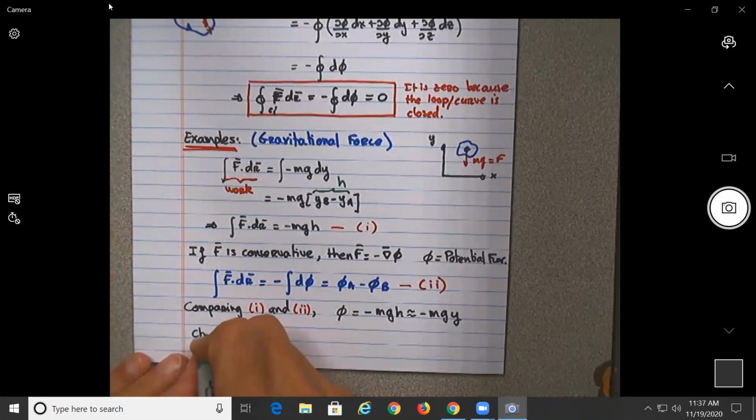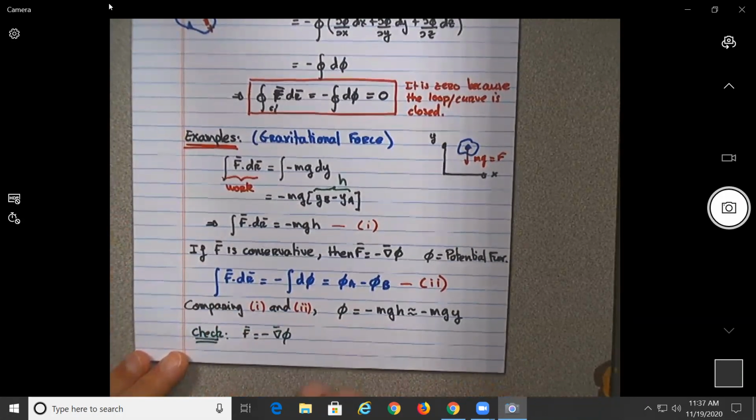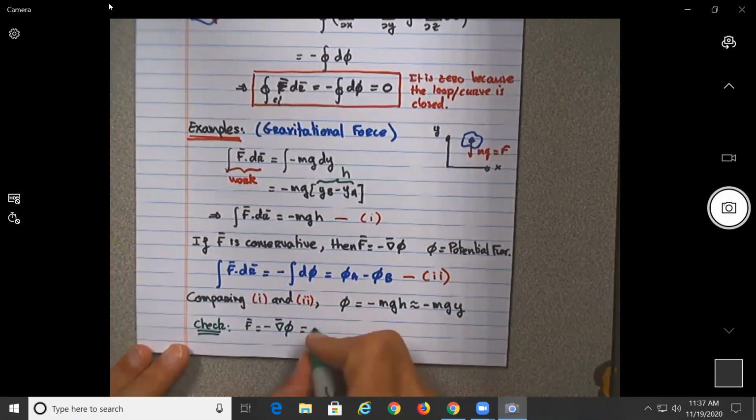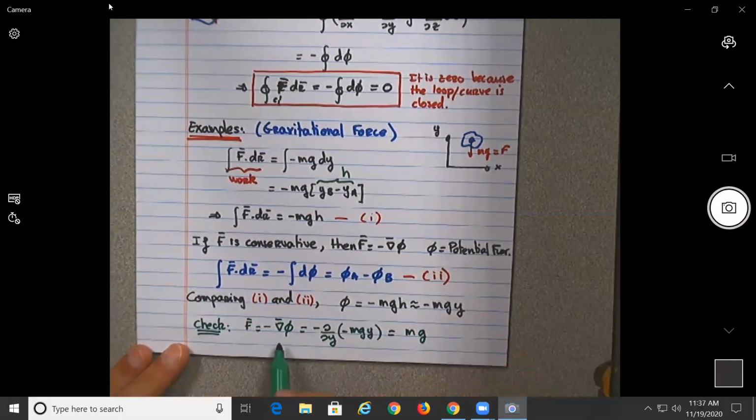So now if we go and check, if this is the potential function, that means that F is equal to the negative gradient of the potential function, which in 1D will be the partial in y of negative mgy, which will tell you that the expression for the gravitational force is mg, which is true, no? Yeah, I mean, it's so simple, but this is basically what the definition of gravitational force is.